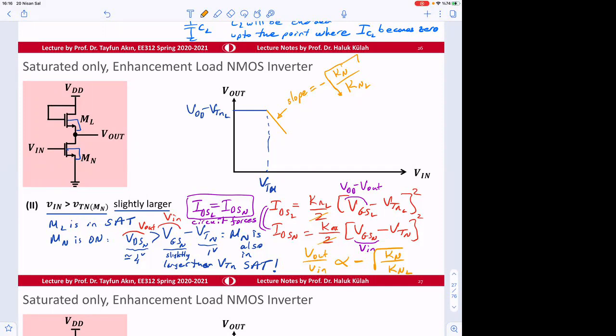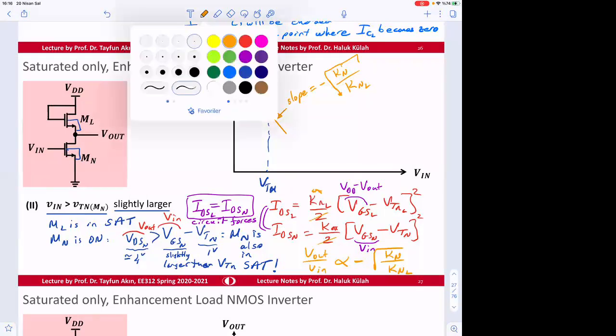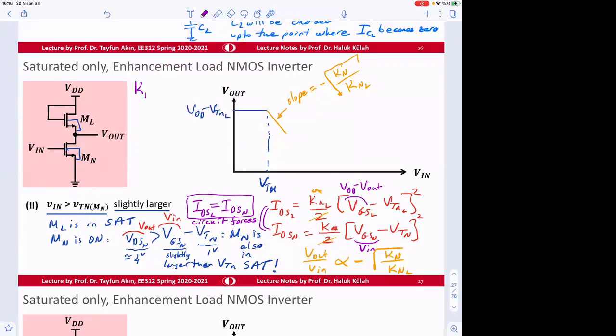Which one is correct? This will go to the denominator. Yeah. So the logic behind it is: what is Kn? Remember? Anybody who remembers how we define Kn? It is mu n C oxide of W over L, W divided by L. Maybe I'll put this. Okay.